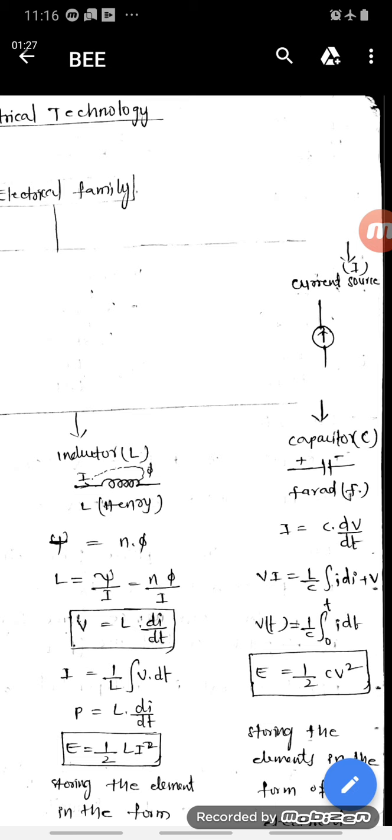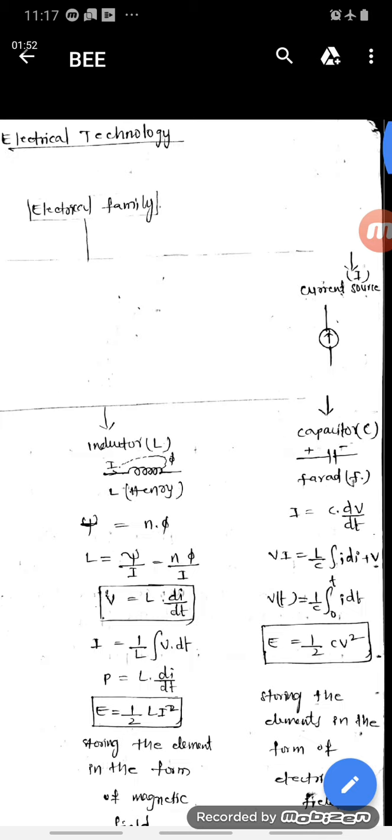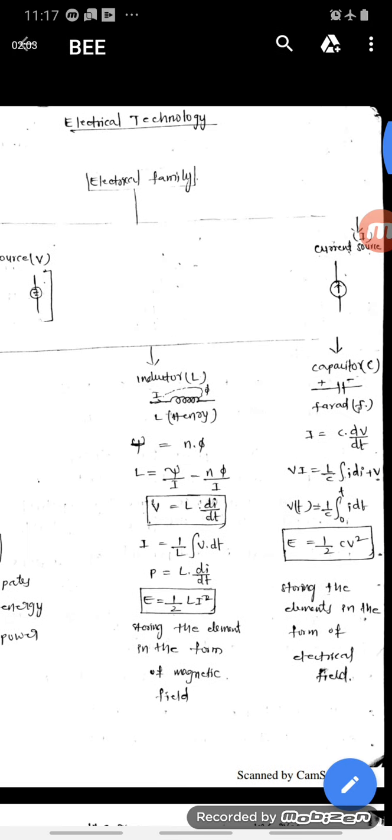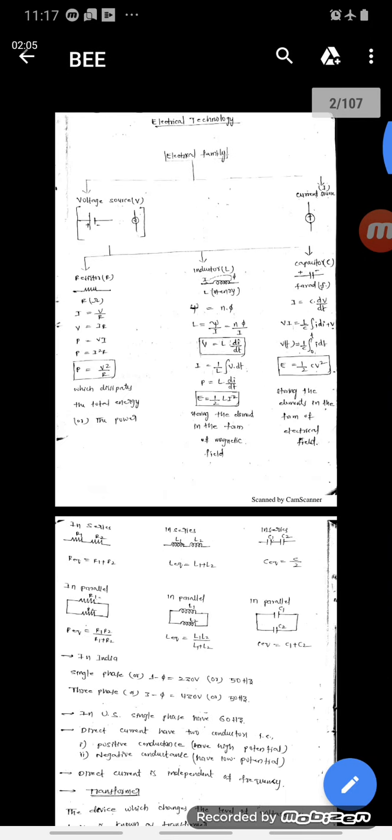Here the current source is represented as a circle with an arrow. If the arrow is in the upward direction, the current is flowing upward. If the arrow mark is in the down direction, then current is flowing downward. Assume here current source is your mother. So finally, in electrical engineering, the main sources are voltage source, represented as capital V, and current source, represented as capital I.